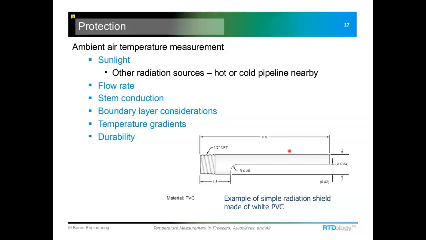Simple little radiation shield. The probe is outside. This one, white PVC. Anything white material usually works pretty good. Plastics, since it has such a low conductivity, are a good choice for that.